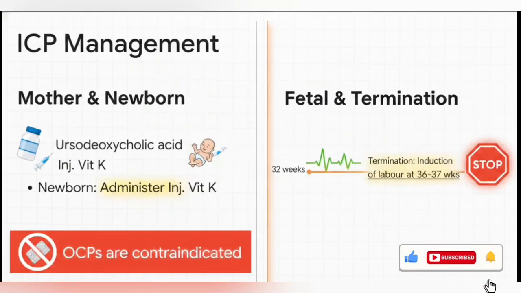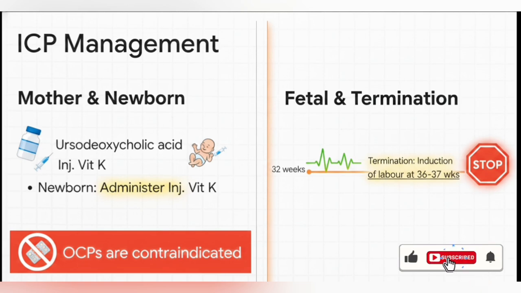Okay, let's look at how we actually manage this. For the mother, the drug of choice is ursodeoxycholic acid, or UDCA, to help clear out those bile acids. But you must also give an injection of vitamin K. Why? Because the accumulated bile acids in the gut prevent the absorption of fat-soluble vitamins, leading to a huge drop in vitamin K and a massively increased risk of postpartum hemorrhage.